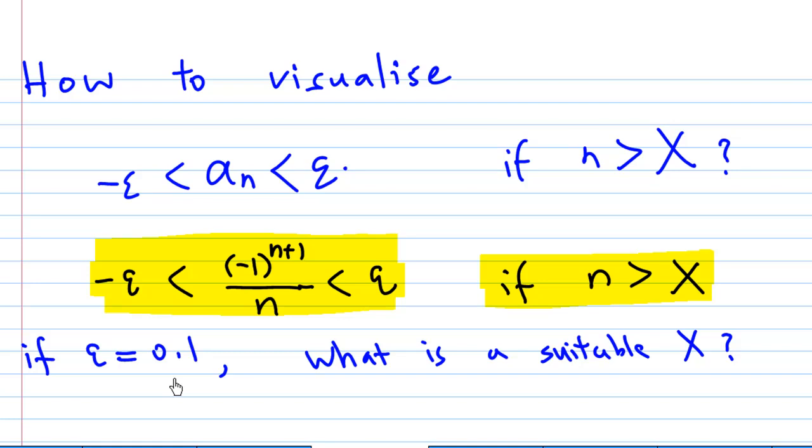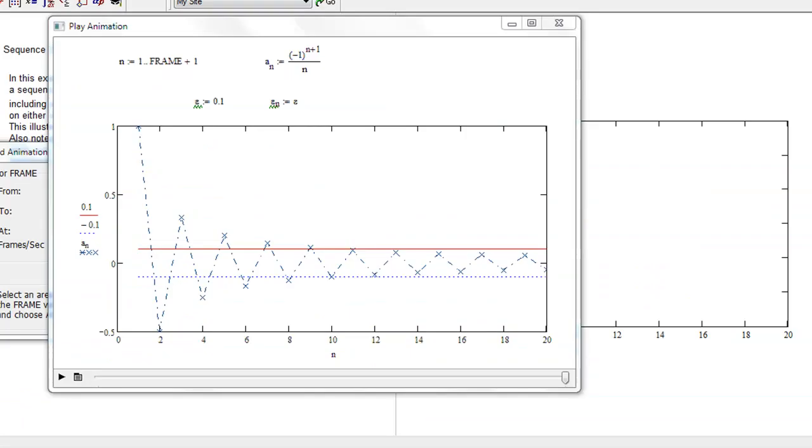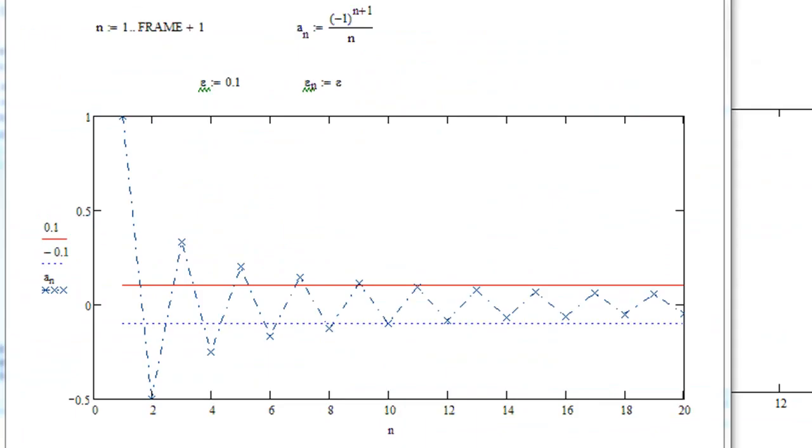What is a sequence diagram? A sequence diagram is a plotting of the sequence a sub n against n. Let's watch a video here. I have a sequence diagram which is a plot of a sub n against n. On this diagram, you'll see two horizontal lines. The red horizontal line represents y equal to 0.1 and the bottom dotted line represents y equal to negative 0.1.